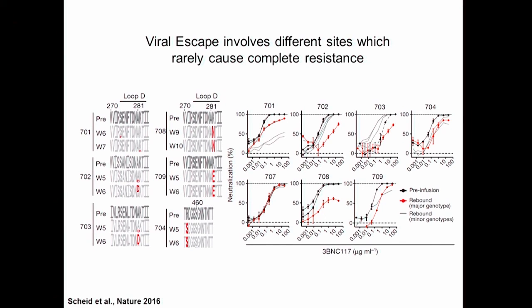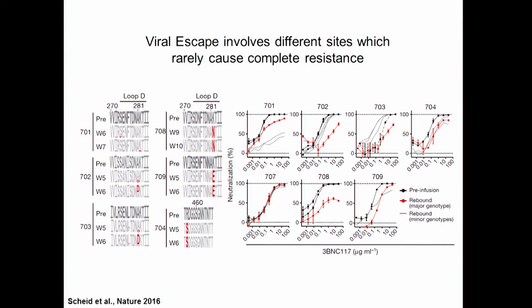Finally, we also sequenced those plasma rebound samples and looked at escape mutations. And again, we were quite surprised to find that only in 2 individuals, 702 and 703, we found very classic 3BNC117 CD4 binding site knockout mutations. Most of the other patients had mutations in the rebound compared to baseline that were in the area of the CD4 binding site, but were not classic escape mutations.